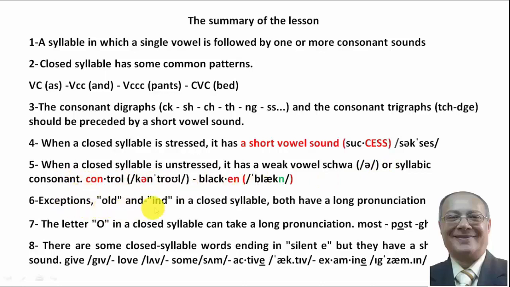Exceptions. OLD and IND in a closed syllable both have a long pronunciation: kind and old. The letter O in a closed syllable can take a long pronunciation: most, post, ghost, host. There are some closed syllable words ending in silent E, but they have a short vowel sound. For example, give, love, some, active, examine.